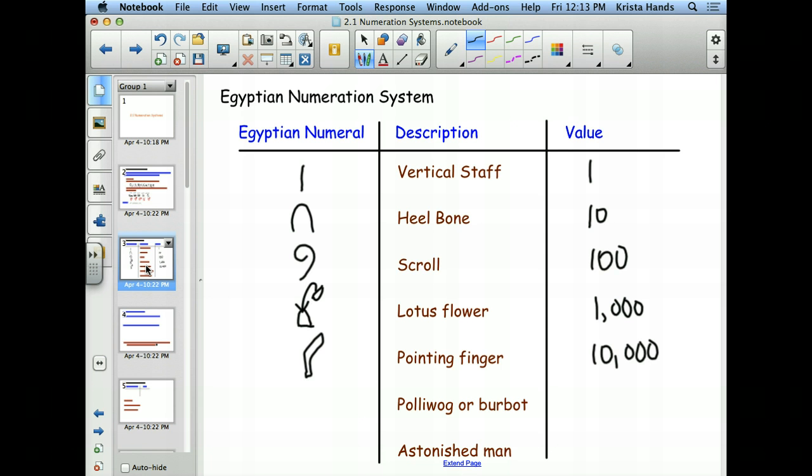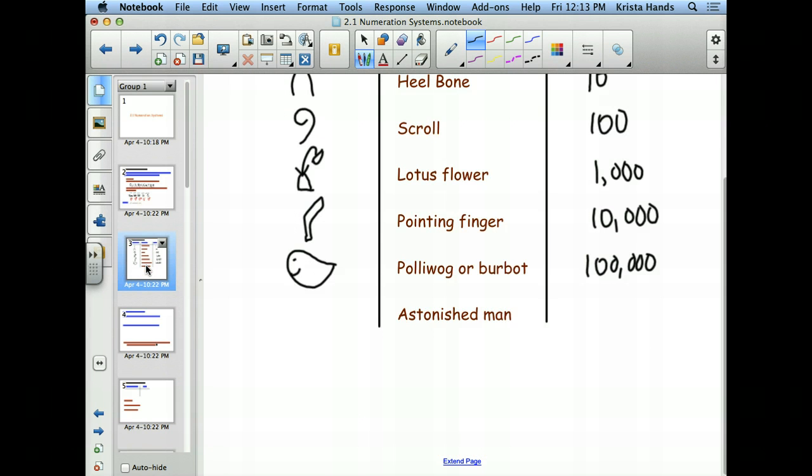The next one is sometimes called a fish or a whale. Your book calls it a pollywog or a burbo. Okay? So it looks like this, and this is probably the one that I draw least consistently. Sometimes it's called a tadpole too. Sometimes you'll see it called that in textbooks. This one's worth 100,000. And then the last one is the astonished man. And the astonished man looks something like this. This is how this book draws it anyway.